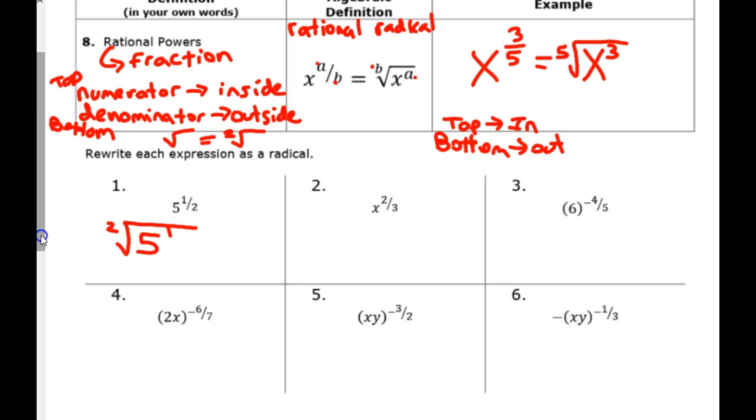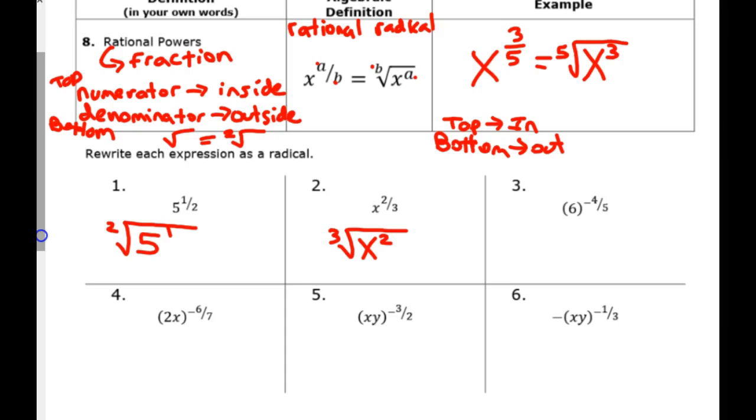Now, number 2. That's a rational, so I'm going to write it as a radical. Base is x. Top goes in, bottom goes out. So 2 goes here or here? Right here? Okay, yeah, so the 2 goes in right here. And the 3 goes out over here. That's it.